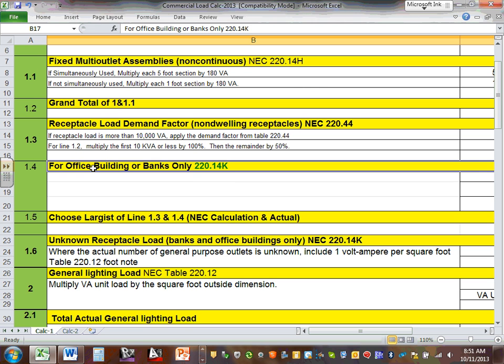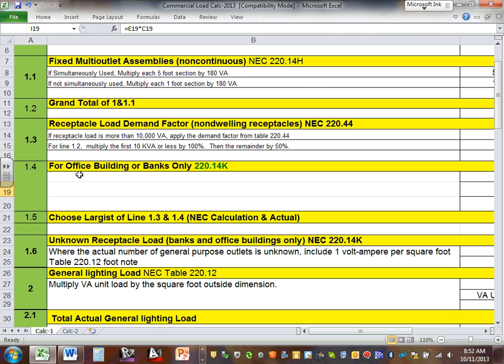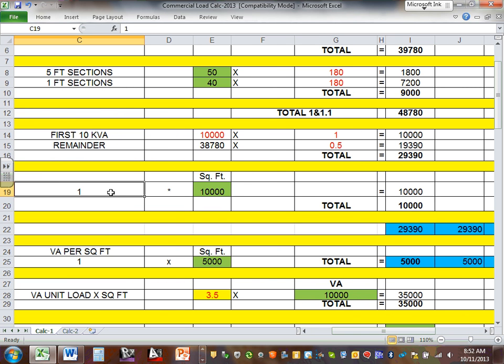Okay. For the office building, only for office building, Matt, the code says you need to compare the office building after you do the calculation. They allow you a 1 volt ampere per square foot for the office building. So if you look at step number 1.4, it says for office building 220.14K, 1 volt ampere per square foot. Here's 1 volt ampere per square foot. It gives you 10,000 square feet. Can you guys see that? 10,000 square feet, everybody?